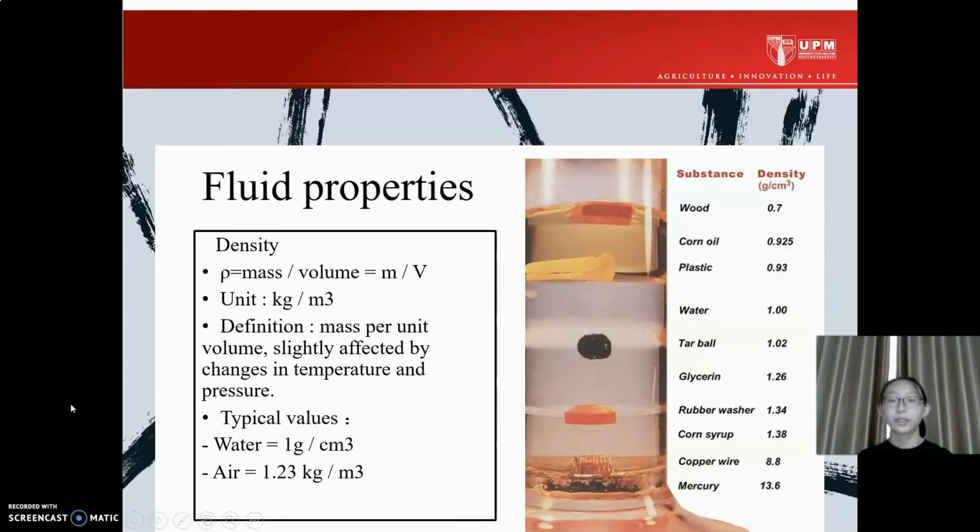For the fluid property of density, the formula is mass over volume, m over v. Unit is kilogram per meter cube. Definition is mass per unit volume, slightly affected by change in temperature and pressure. The typical value, or the example, of water is 1 gram per cm cube, and air is 1.23 kilogram per meter cube.